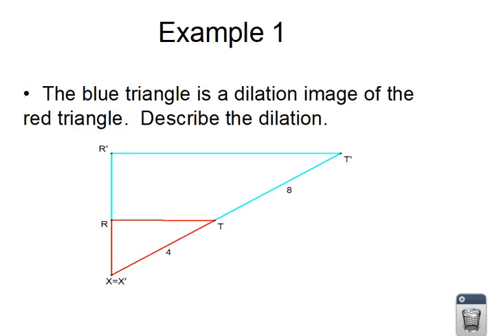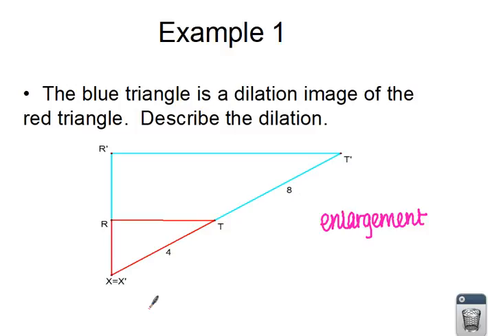All right, so when you look at this, there are 2 triangles here. The red is on top of the blue. And it says the blue triangle is a dilation image of the red. So that means we started with the red, we ended with the blue. So describe the dilation. Obviously, it's an enlargement because the blue triangle is bigger than the red. So it goes from the red to the blue, it gets bigger, so it's an enlargement.